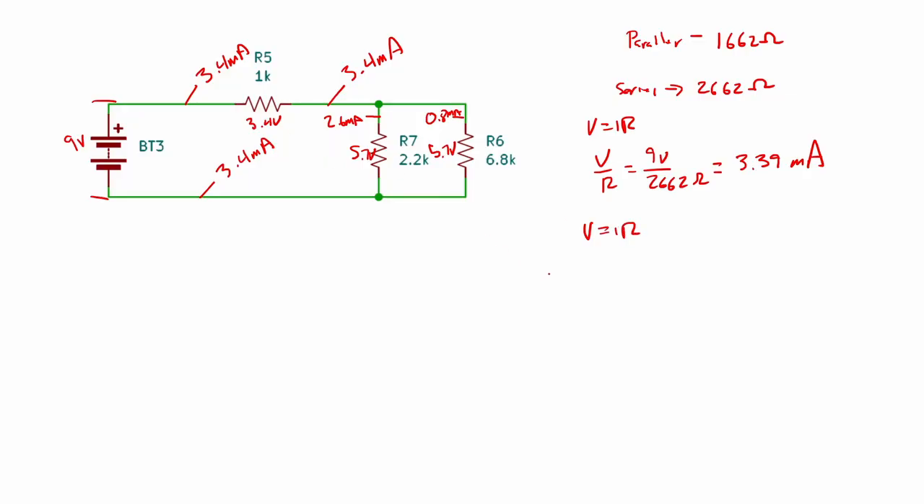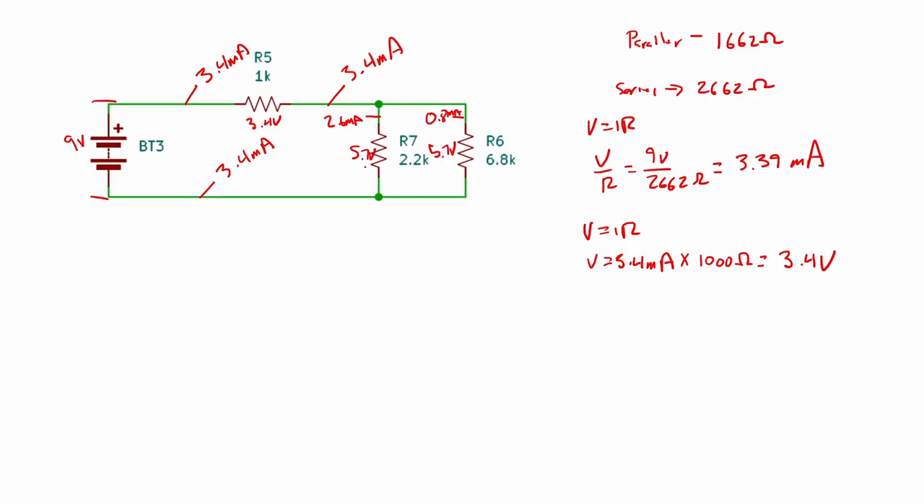E is equal to IR. We know the current is 3.4 milliamps, so E is going to be 3.4 milliamps times, in this case, the resistance, which is 1000 ohms. So that's going to be 3.4 volts, which is indeed what we got. So that's working out quite well.